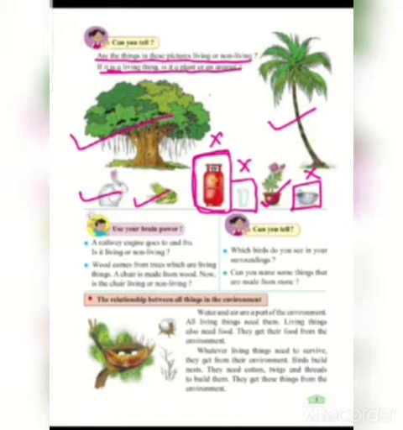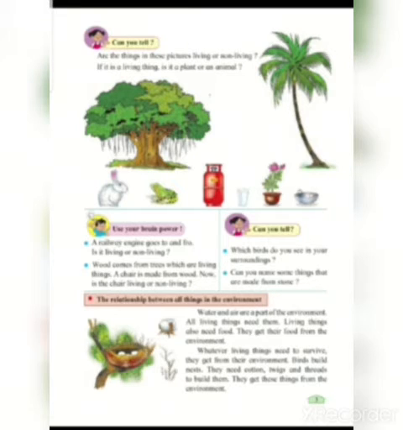Now let us proceed further. Use your brain power. A railway engine goes to and fro. Is it living or non-living thing? Okay, we said that which moves from one place to another is a living thing. So a railway engine, it also goes to and fro, means from Khed to Mumbai or any other direction. To and fro means from here to there. So is it living thing? It moves. So is it living thing? Yes, children. No, it is non-living thing.